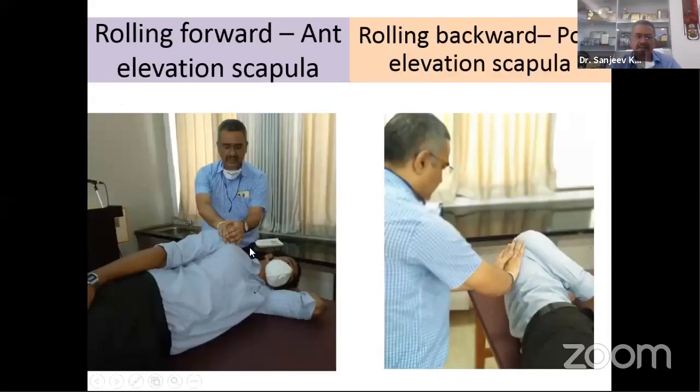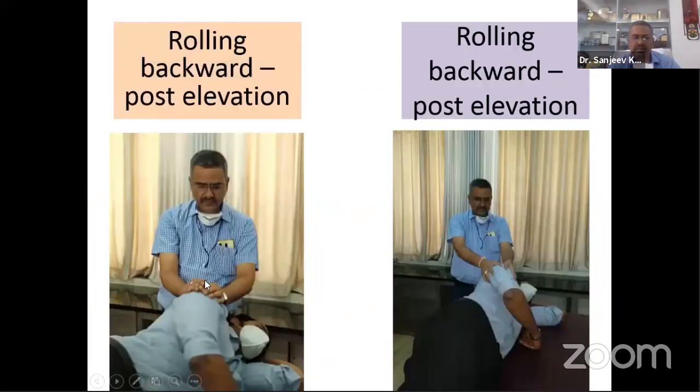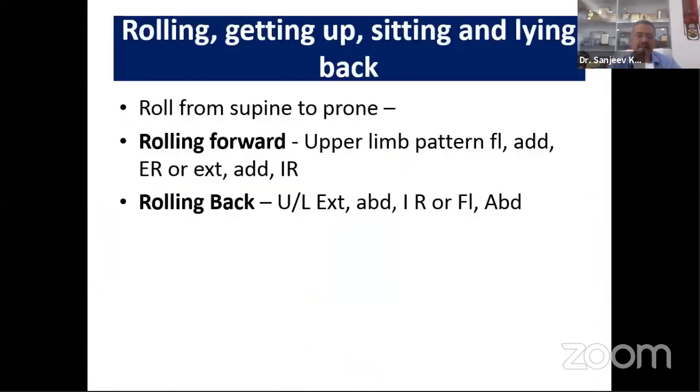Then this is about the anterior elevation. Here basically upper trunk turning by anterior elevation, reverse is posterior depression, and posterior elevation, reverse is anterior depression, and both will be helping the patient for turning the upper part of the body. Apart from this, you can use rolling forward by upper limb pattern, that is flexion, adduction, external rotation.